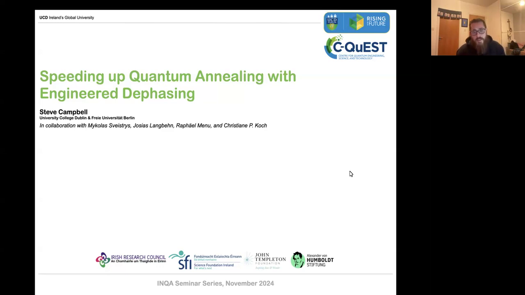So what we came up with was studying your basic annealing problem and seeing: is there a way in which we can manipulate the dynamics, and in particular, can we engineer some sort of coupling with an additional external environment that allows us to speed up the annealing part of the process without necessarily sacrificing anything?